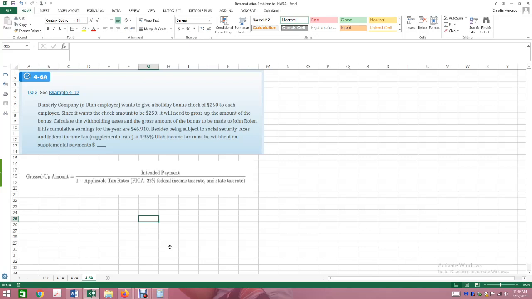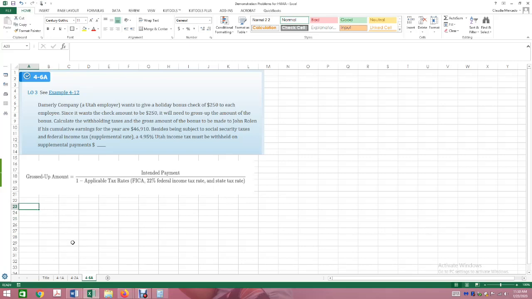Now, the gross up formula is as follows. On top, we're going to put the intended payment. Below it, as the denominator, we're going to have 1 minus all of the applicable tax rates, which is FICA. Remember, FICA is made up of OASDI and HI. Federal income tax, and here we're using a supplemental rate of 22%. And state tax rate. So we're going to get the payment amount that we want to pay our employees over 1 minus all of the applicable rates. So let's work this out.